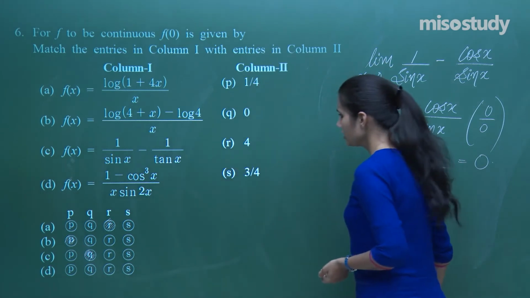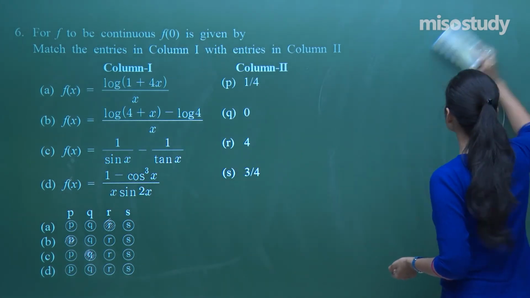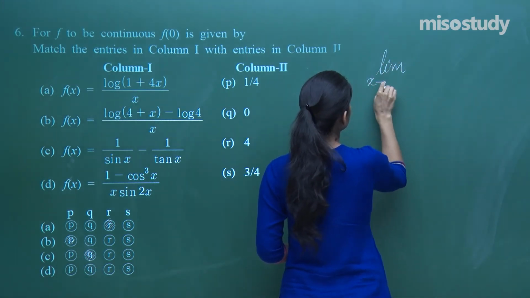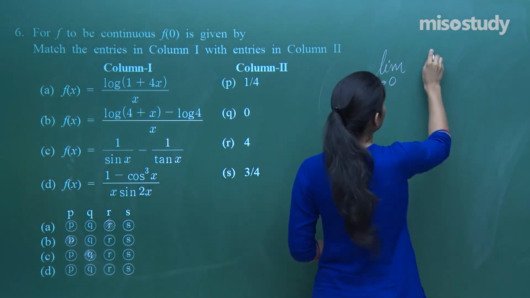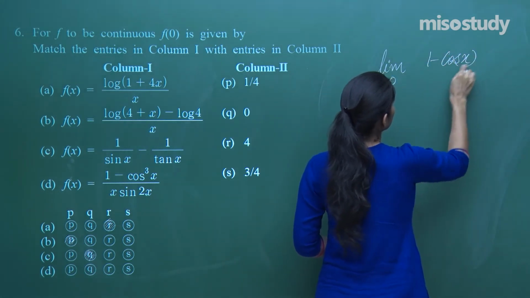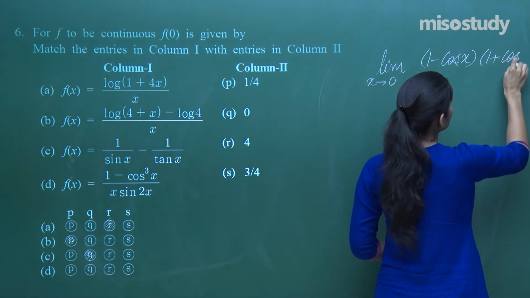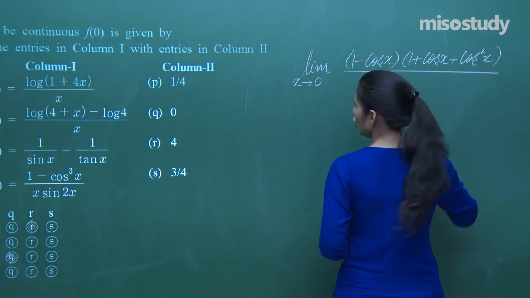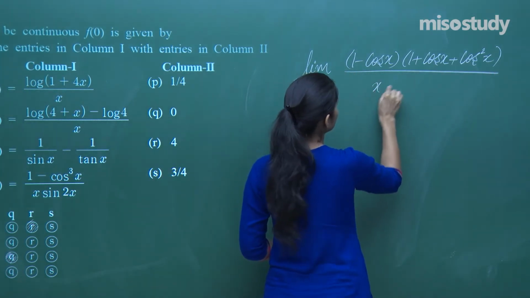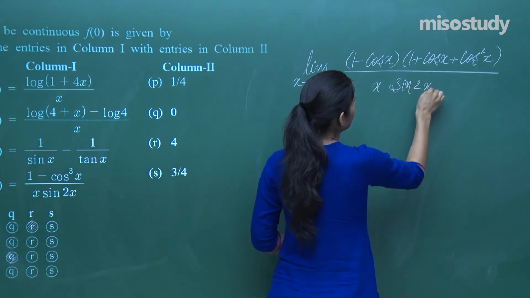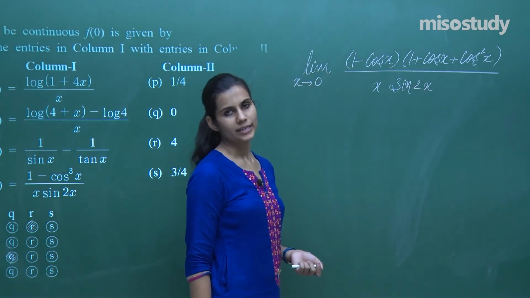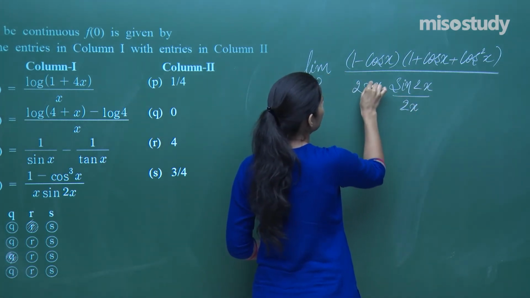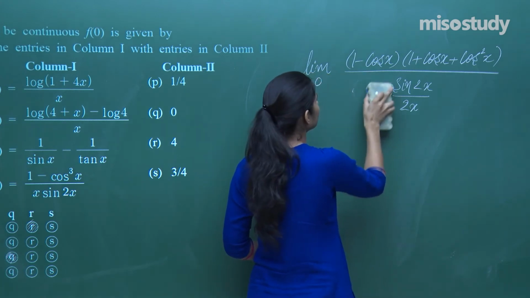Then you have the last one, 1 minus cos cube x upon x into sin 2x. Let's see. 1 minus cos cube x, a cube minus b cube: 1 minus cos x, 1 plus cos x plus cos square x, whole upon x into sin 2x. Now I know sin 2x by 2x is 1 as x approaches 0. So I want 2x over here, so I will be multiplying also by 2x. This is going to become 2x square.